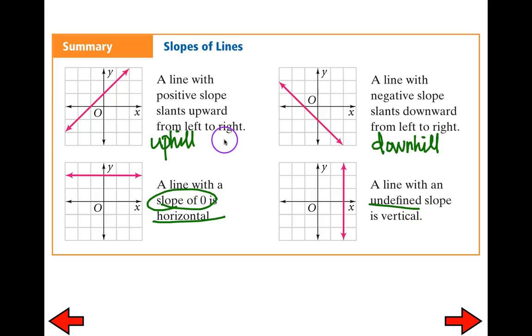Just a friendly reminder, this is going to have a positive slope, I forgot to mention that, and this would have a negative slope.